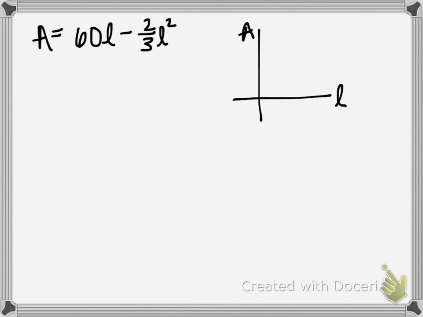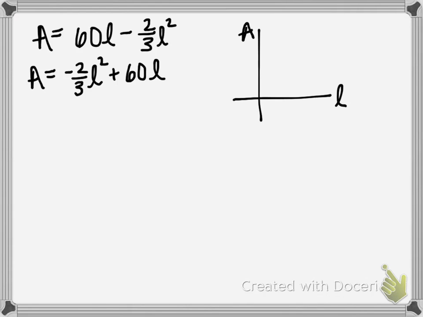And the shape of my graph is going to be a parabola, and it's downward facing because we have this negative. In fact, if you want to rewrite this, you may. This would be negative 2/3 L squared plus 60L. And perhaps that would help you see the negative leading coefficient a little more clearly.